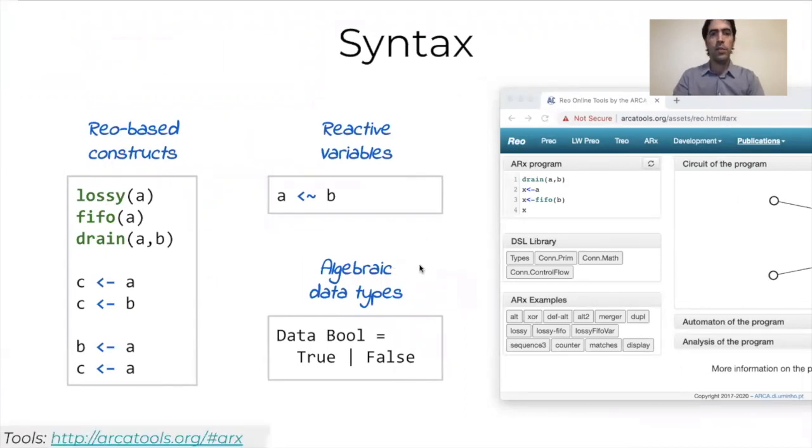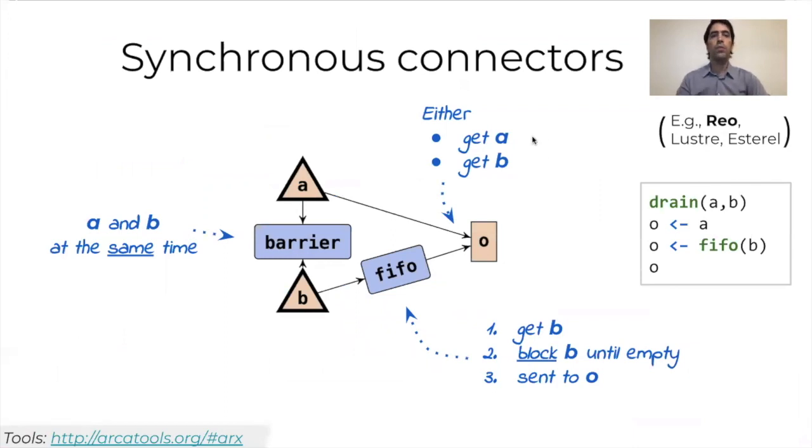Continuing this presentation, let's talk more about the motivation. What are synchronous connectors and what do they mean in ARCS? This program that I already showed before means that A and B are values that might arrive and are consumed by this program, which means that they will go straight to this barrier, which is the same as the drain that you saw before, guaranteeing that they have to go together. This FIFO buffer will get and consume the same value that goes to the barrier, and will block further incoming values until it gets empty.